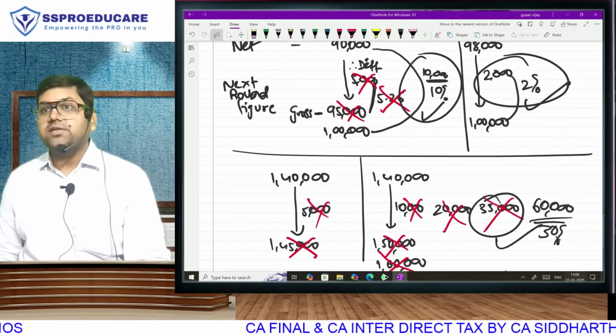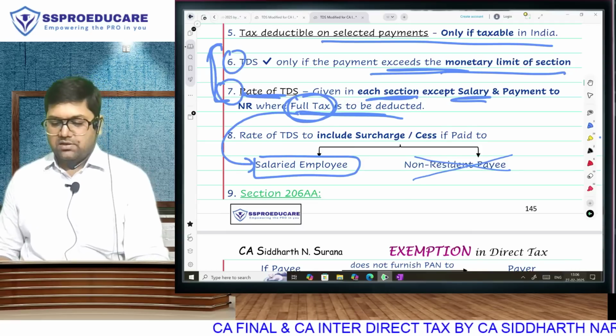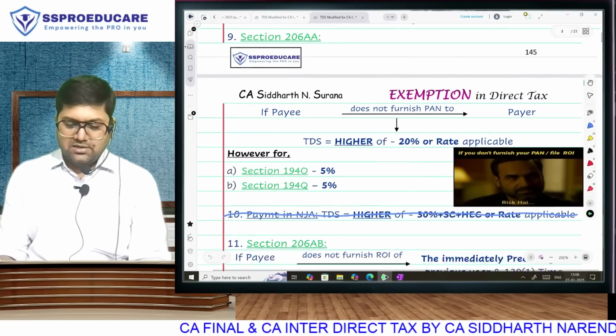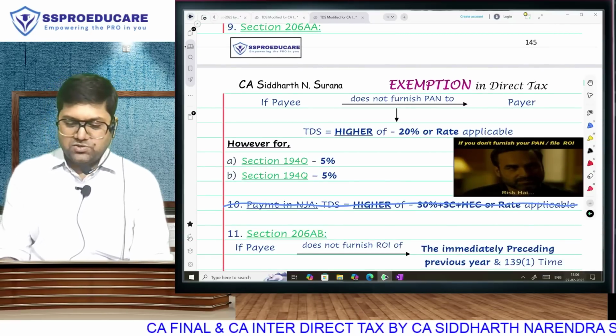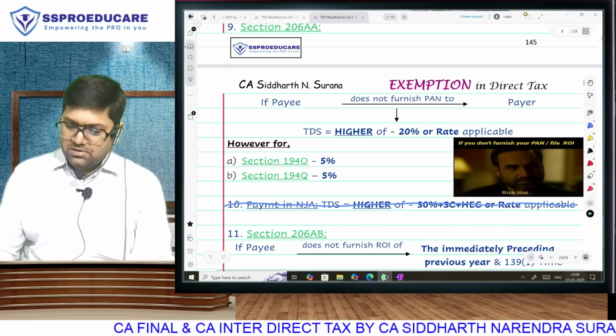Is that clear? How we are going to approach the rates and monetary limits? Now let's go ahead with the further discussion. There is a section. A section is on the previous page, so I am just writing the section number here.